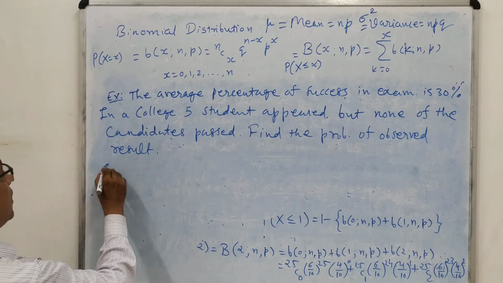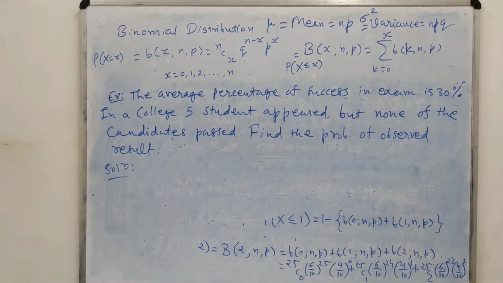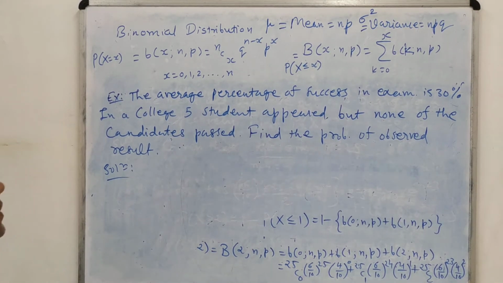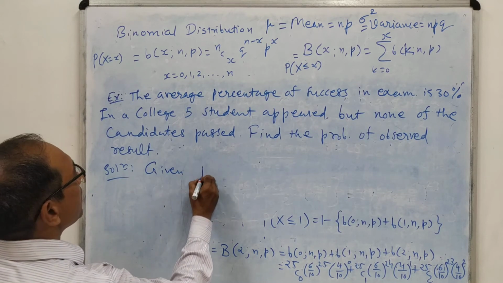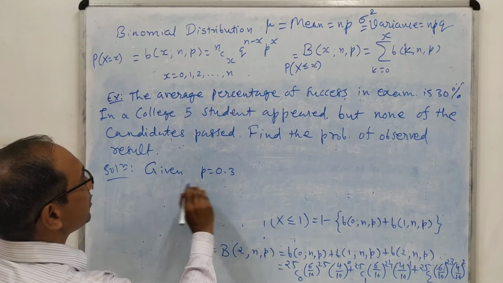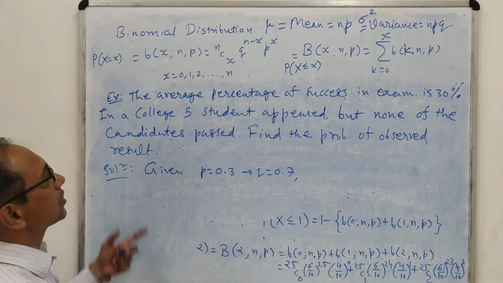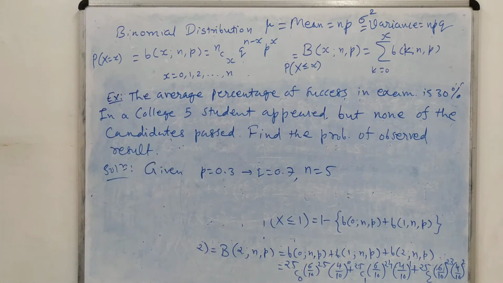So, here in the solution, first you read out the problem. You can see we are given the average percentage of success in the examination is 30%. That means what is given to us? We are given that p equal to 0.3. 30% means the probability is 0.3. So q is 0.7. And small n equal to 5 because 5 candidates appeared in the examination.